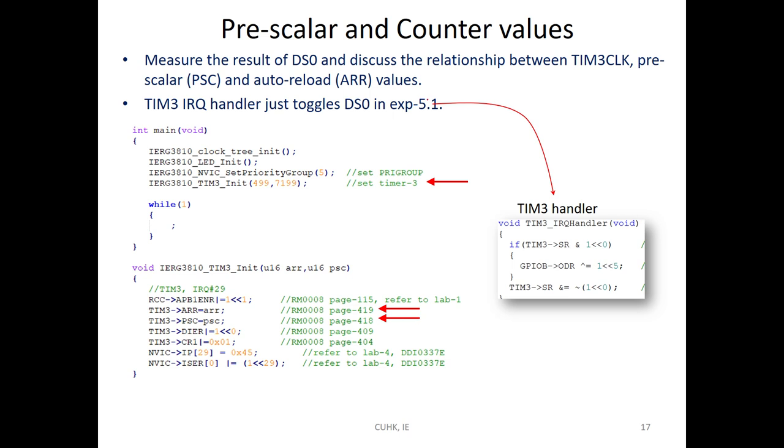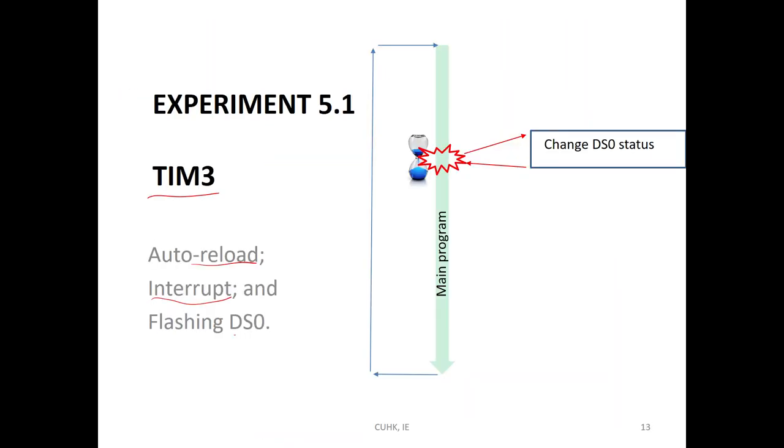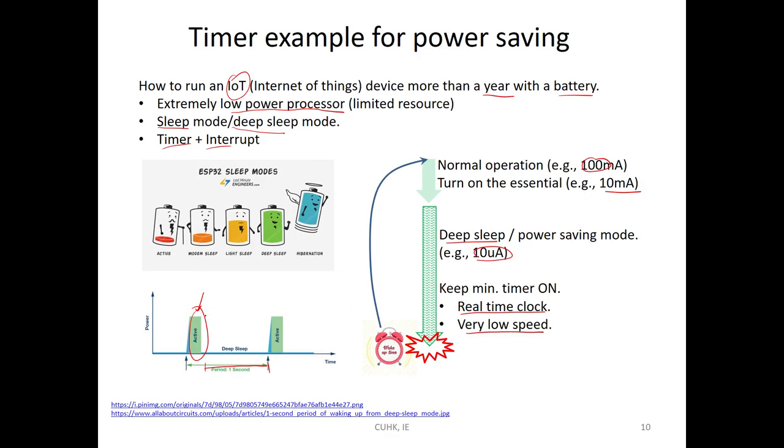Now, this part is interesting. The given program 5.1 controls DS0. This is the main program, which does some setup and initializes the timer. This is the handler. When the timer generates an interrupt, the handler is very simple: it just toggles the GPIO, toggles the LED. The interesting point here is that in the main program you can see there is nothing inside. The main program does nothing, so everything is in the interrupt handler.